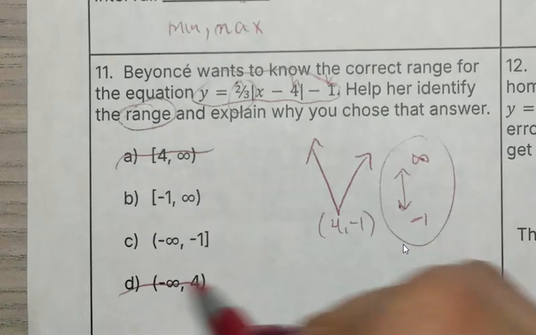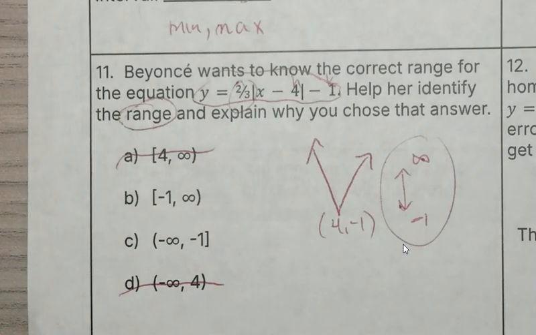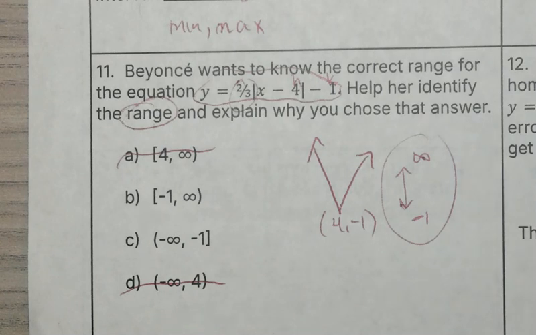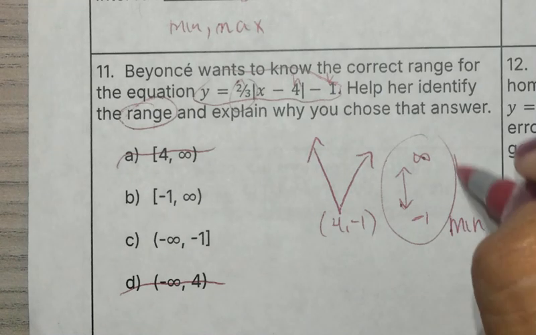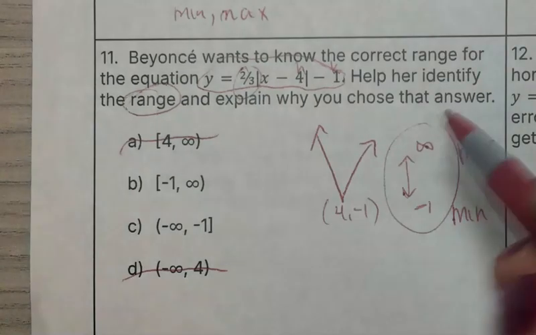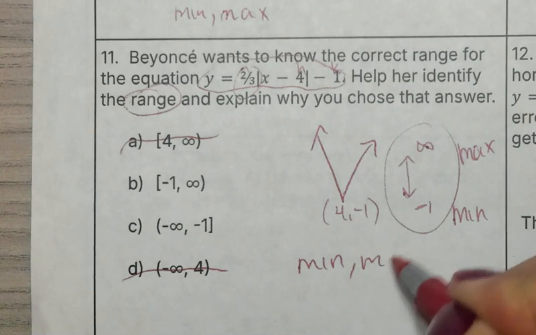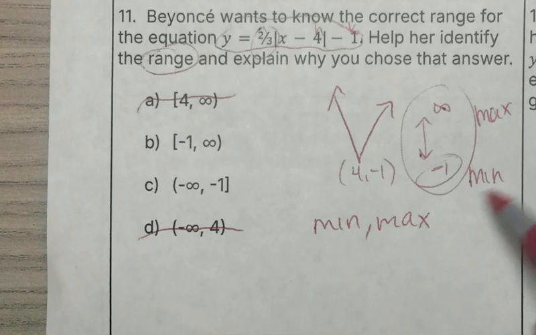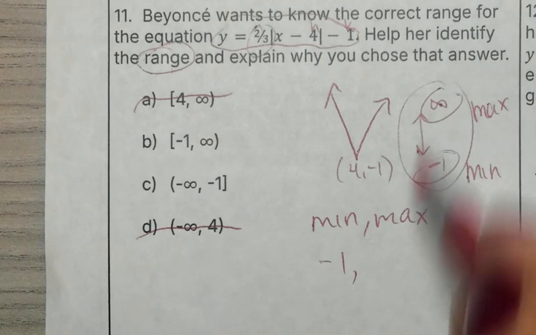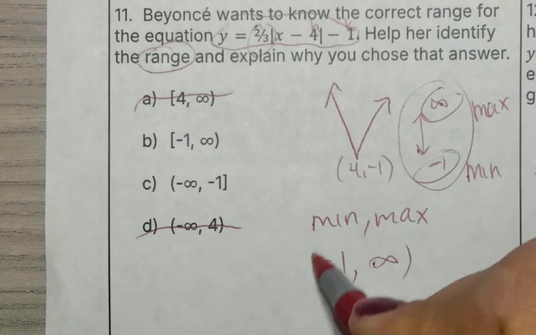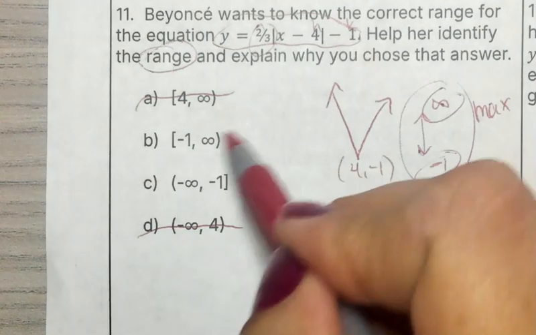So we can cross out A and D because that's not up and down. We have a -1 as a minimum. This is your minimum, this is your maximum. And if we're writing interval notation, it has to follow minimum comma maximum. So the minimum is -1, maximum is infinity, parentheses, bracket. So therefore the answer is B.